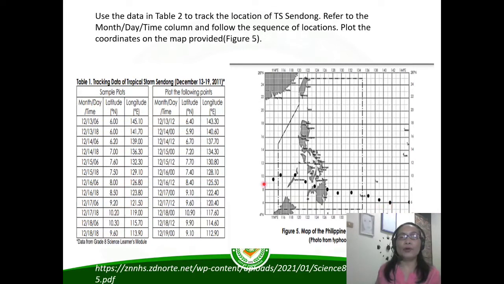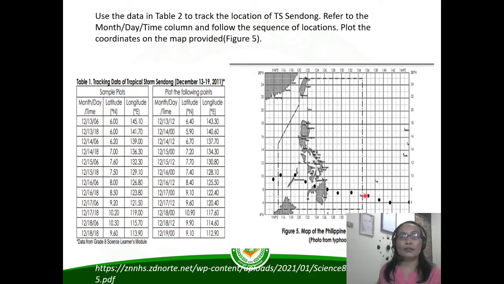It was 5.90 degrees north latitude and 140.60 degrees east longitude. So if we try to look at it, this is that plotted coordinates. Ito yung pangalawang ating plotted points. Next, December 14, also, it was 6.70 degrees north of latitude and 137.70 degrees east of longitude. So, where is that? So, ito yung point na ito, yung pangatlo.